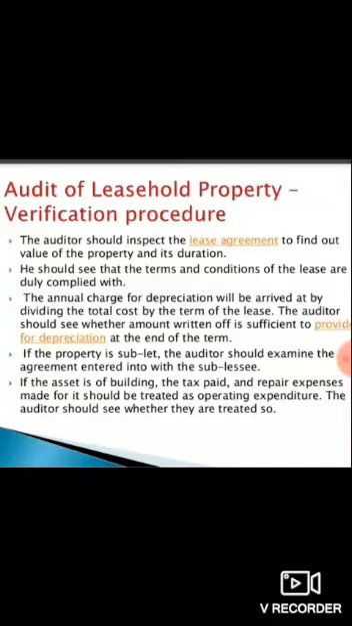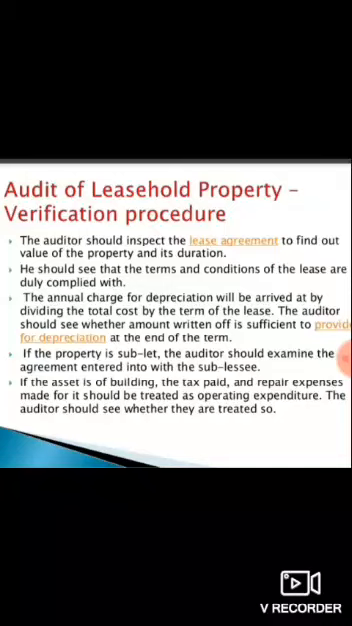And the next thing is, if the property is sublet, the auditor should examine the agreement entered into with the sublessee. So after taking the lease of the property, if the company is letting it to other persons, the auditor should check the agreement, how they are letting it out. And if the asset is a building, the tax paid and the repair expenses made for it should be treated as operating expenditure. The auditor should see whether they are treated so or not.